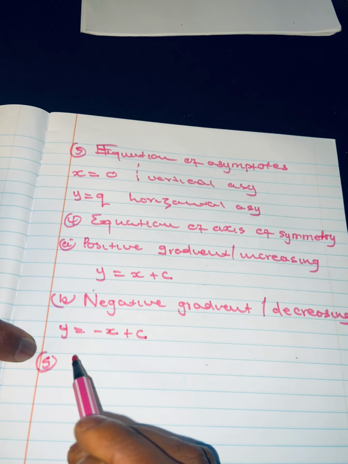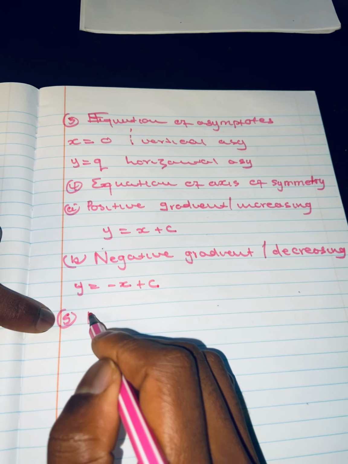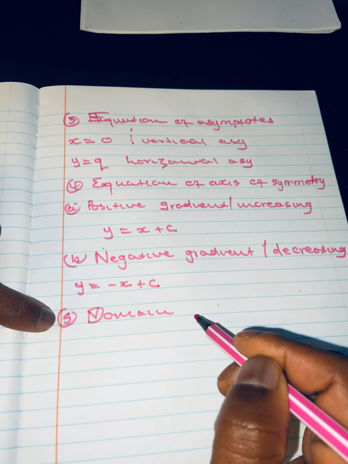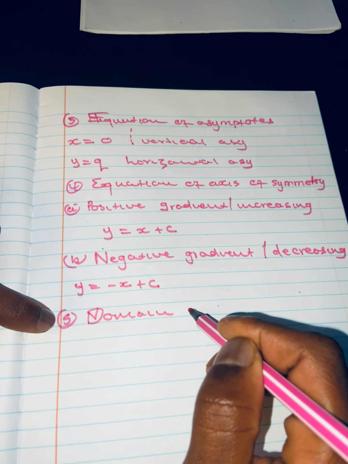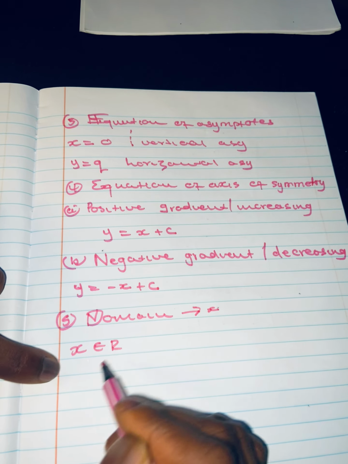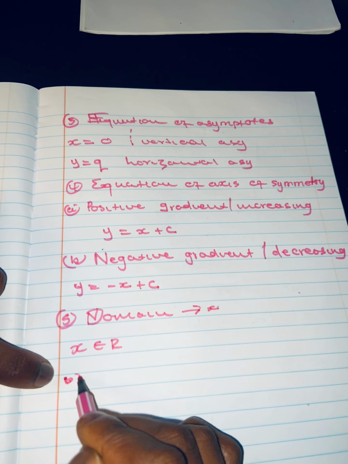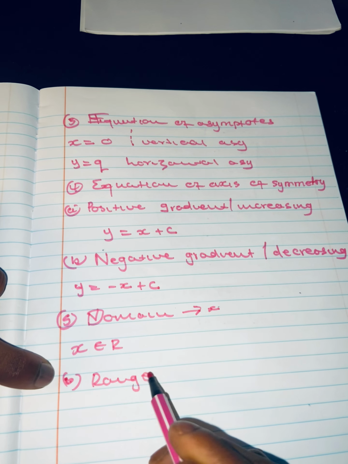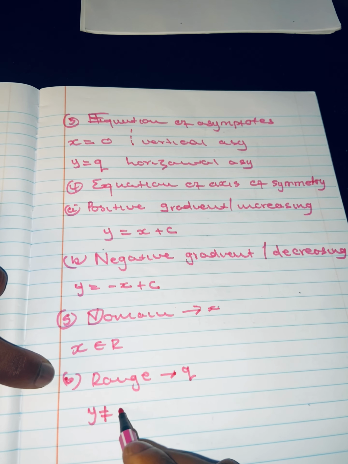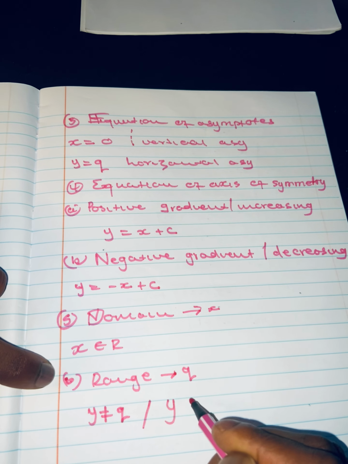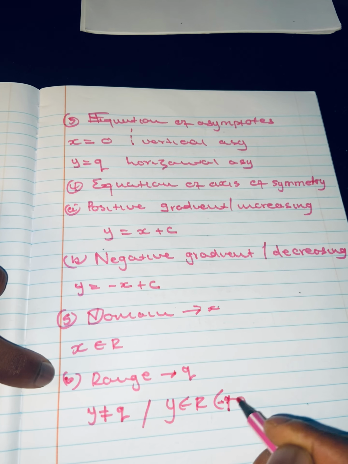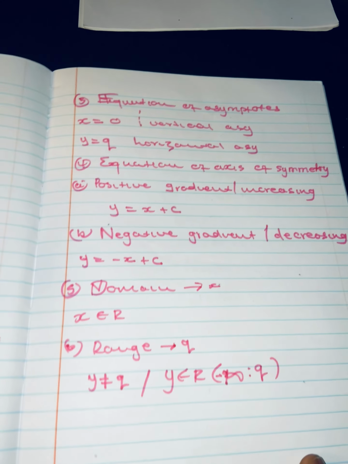Number 5, we also have the domain. So the domain, guys, we are looking for the x. Because we don't have the restriction, you write x is an element of the real numbers. Then number 6, the range. The range means this is the value of q. Therefore, you say y is not equal to q, or y is an element of the real numbers, from negative infinity to positive q. So this is what you are going to do in grade 10.